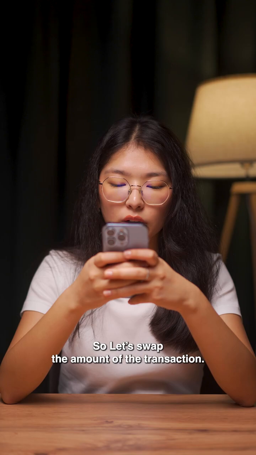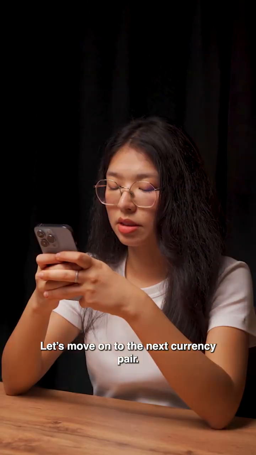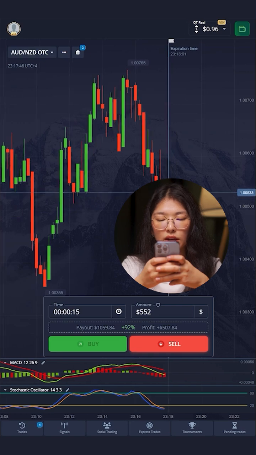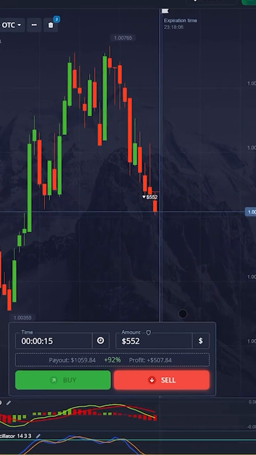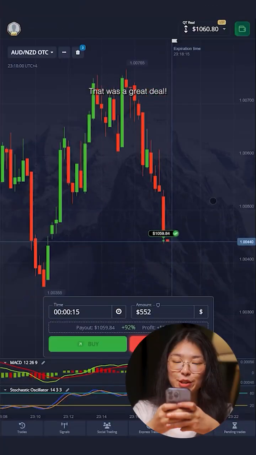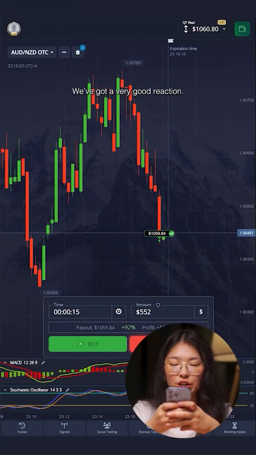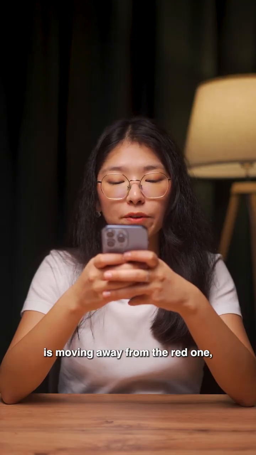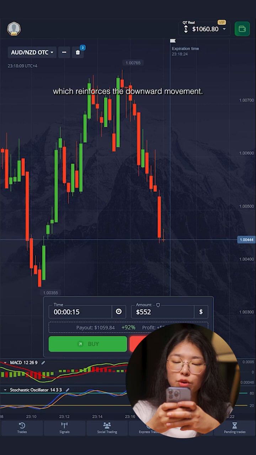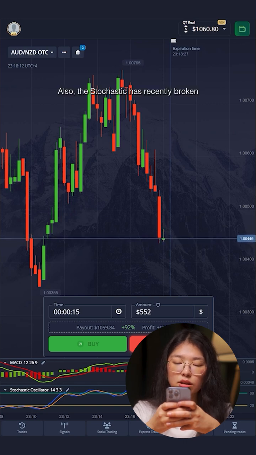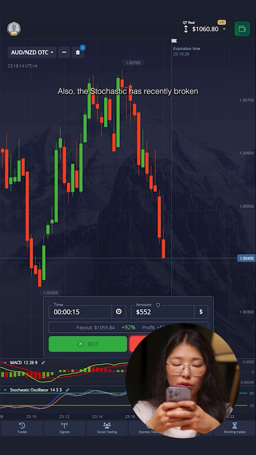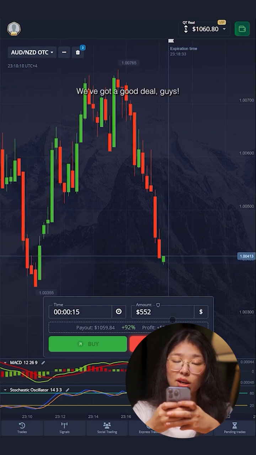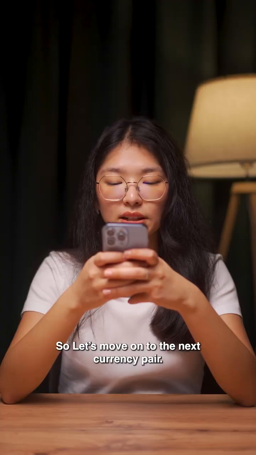So let's swap the amount of the transaction and let's move to the next currency pair. We see a downward movement according to both indicators here, so let's open a put option. That was a great deal guys, we got a very good reaction. We see the red histogram, which means that the green line is moving away from the red one, which reinforces the downward movement. Also, the stochastic has recently broken through the level of 20, which confirms the downward movement, so we get a good deal guys. So let's move to the next currency pair.